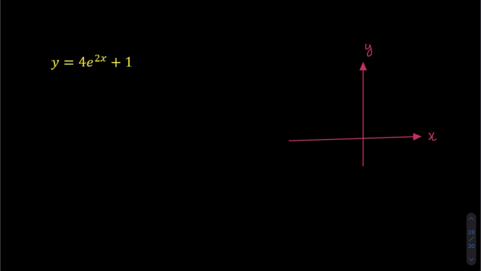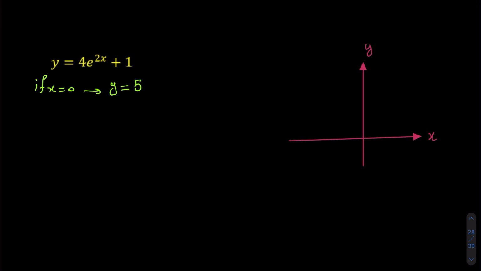We will take the same steps. So we say if x is equal to 0, what will happen? Then e to the power of 0 will be equal to 1, and then 1 times 4 will be 4, 4 plus 1, therefore y will be equal to 5. Okay, so this is one intercept point. It means the curve intersects the y-axis.